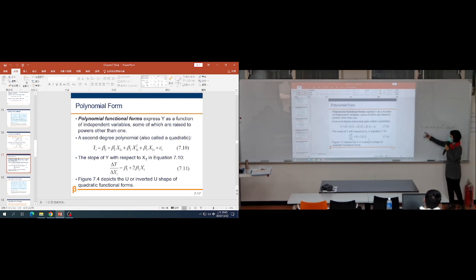So I take the derivative of y with respect to x1. Mathematically, if I take the derivative of x1, this becomes beta 1. Then how about this one? It becomes 2 times beta 2, and we still have x1. This is math. This is the derivative calculus.